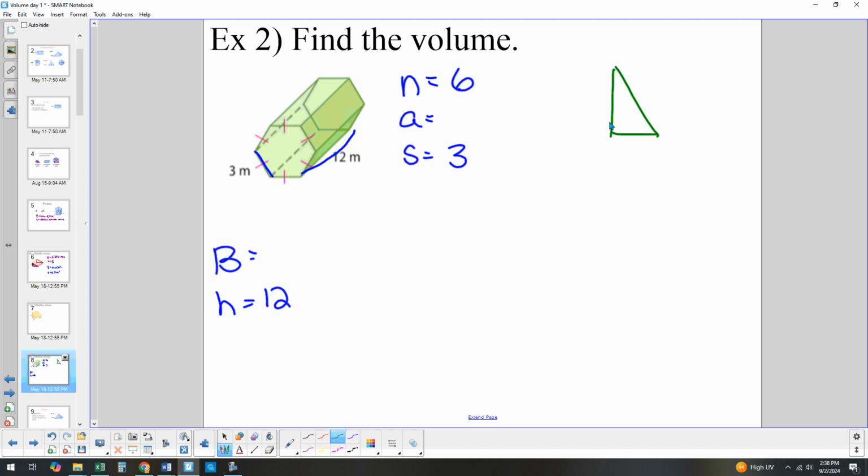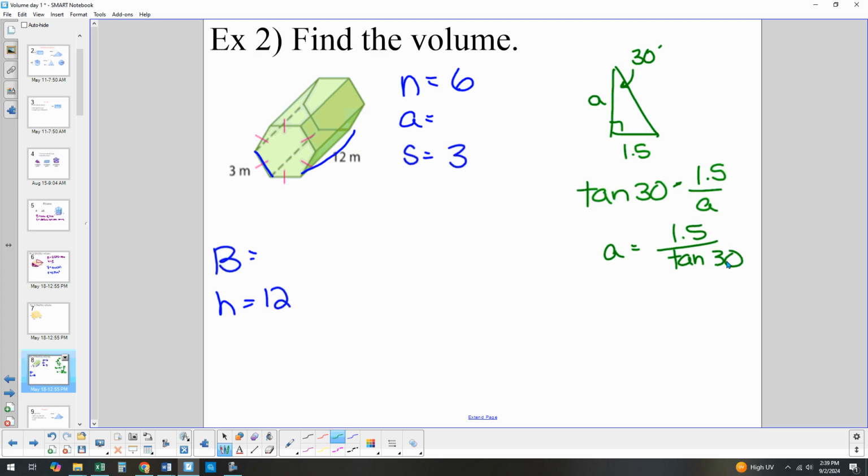Let's make our right triangle. If the side is 3, this is 1.5 because it's half of 3. There's our apothem. And our angle is 360 over double 6. 360 over 12 is 30 degrees. So tangent of 30 equals 1.5 over a. Since a is on the bottom, it will be 1.5 divided by tangent of 30, which using our calculator gives us 2.598 or 2.6.